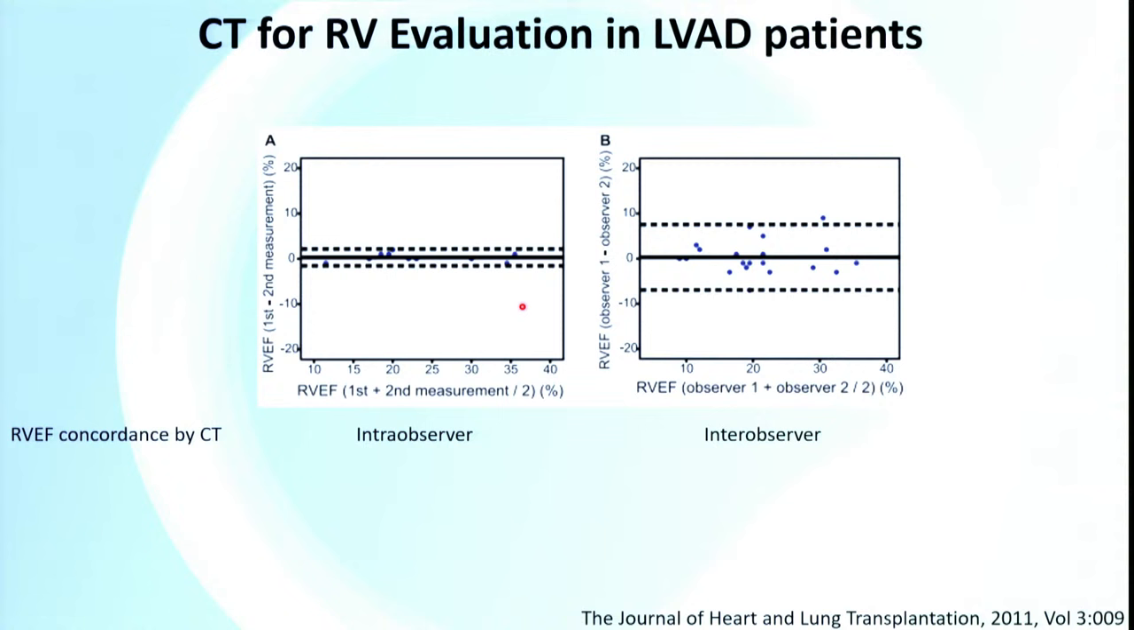This is for RV ejection fraction concordance by CT. And the intra-observer and inter-observer variability was excellent. Again, this is the mean, and then these are the 95% confidence intervals. So they're averaging on the x-axis the RV ejection fraction from the first and the second measurement for the intra-observer, and then observer one and two for the inter-observer.